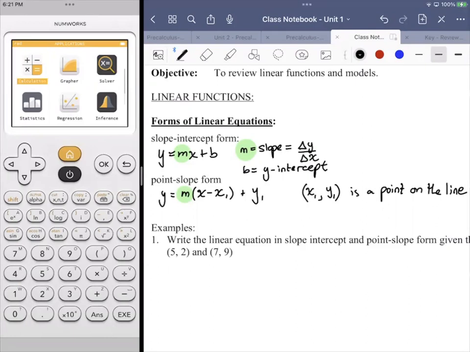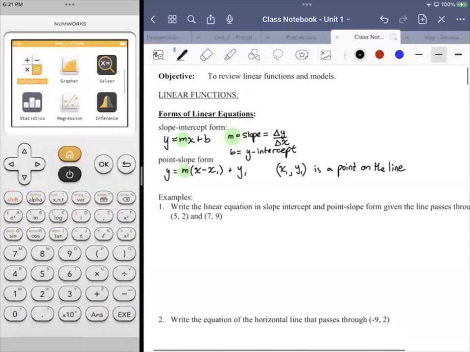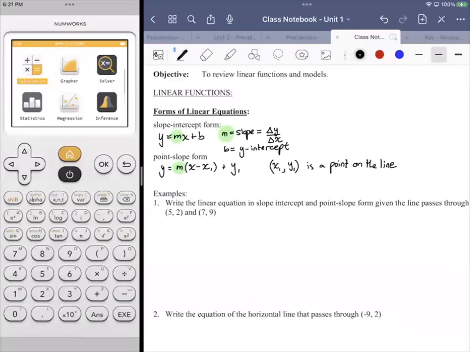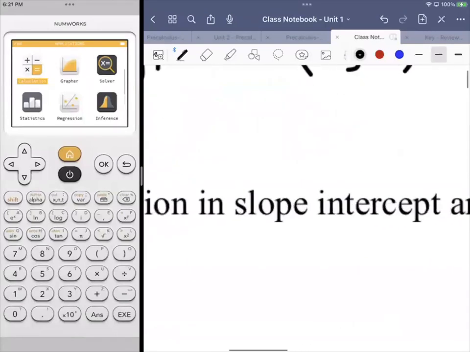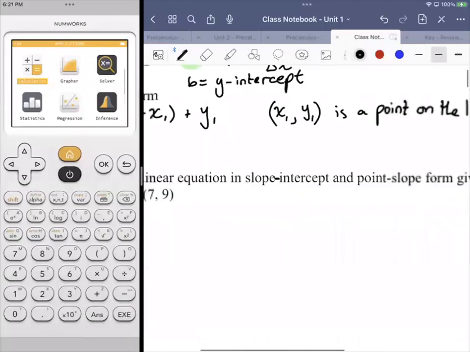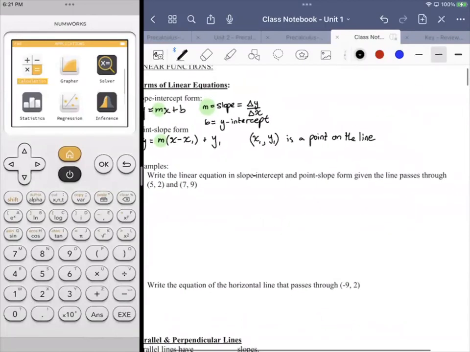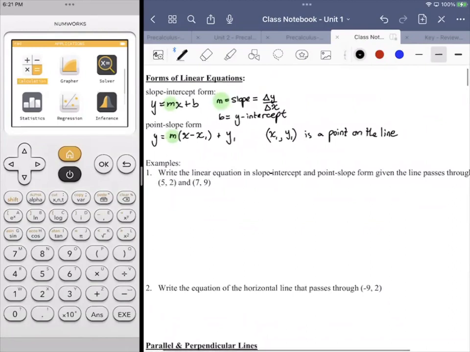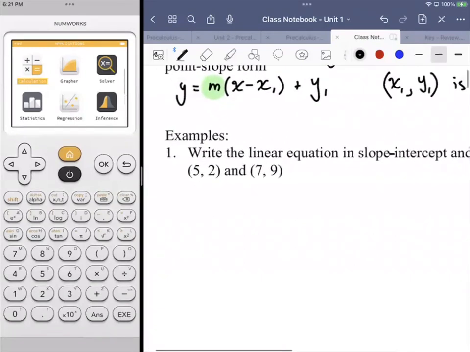All right. So first example, write the linear equation in slope intercept and point slope form. Missing a hyphen here, sorry. Given that the line passes through (5, 2) and (7, 9). All right, so we'll start off with the slope intercept.